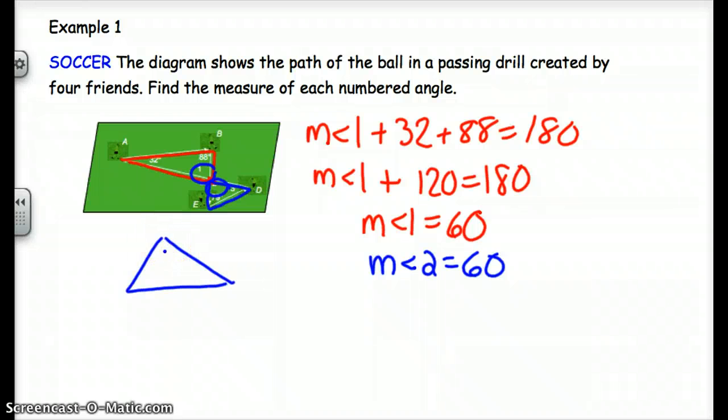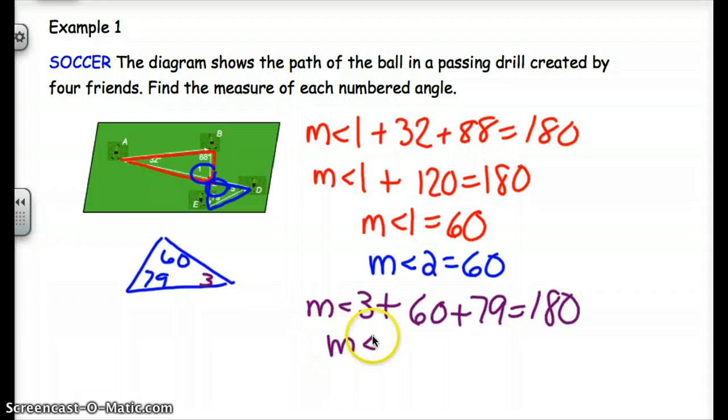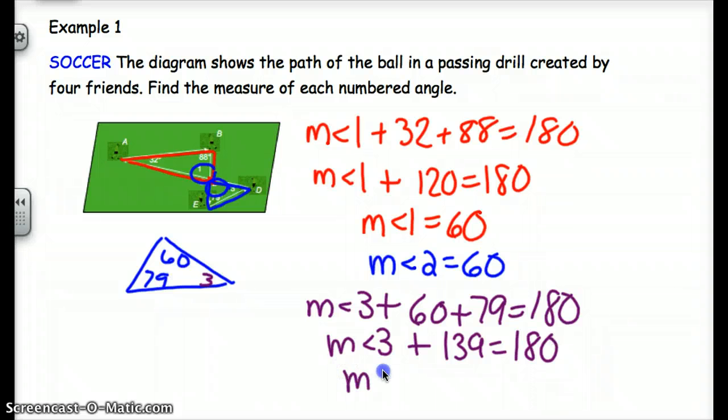Well, here's my blue triangle. This is 60 and this is 79. So now this is angle 3. My work is my measure of angle 3, using the sum of my interior angles, plus 60, plus 79 is 180, and I'm showing my work here, people. So now my measure of angle 3, plus I'm getting my integers together, 139 is 180. I'm going to move my 139 to the other side. Measure of angle 3 equals 41.